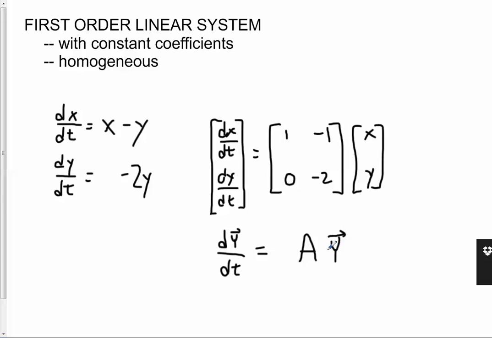Right? And in this formulation, the fact that it's constant coefficients is the fact that A is just constants. And it's homogeneous in the fact that we don't have a plus B term. We don't have that.